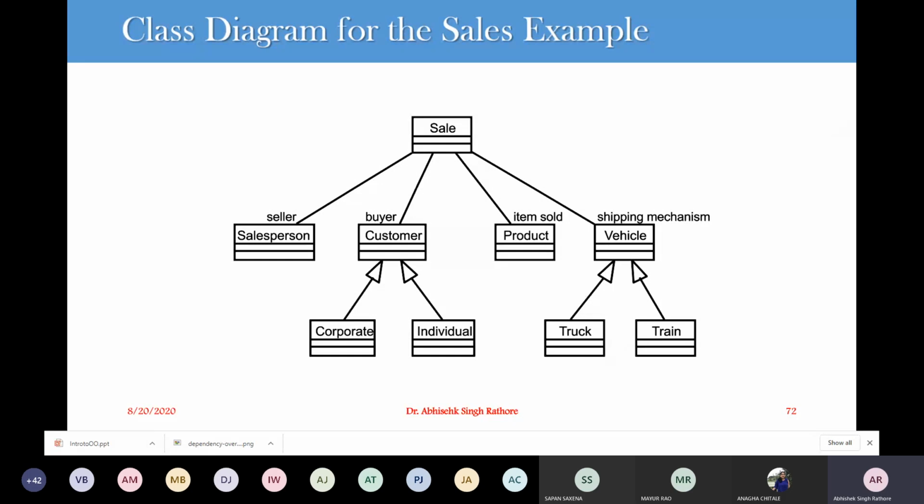So this type of relationship is the association relationship with a named association, while this relationship is an inheritance relationship or the generalization relationship. So this is an is-a relationship, and again, a truck is a vehicle and a train is a vehicle, so we have an is-a relationship.